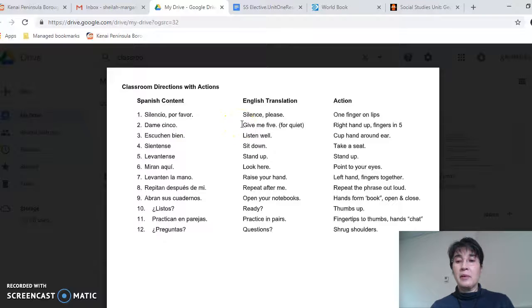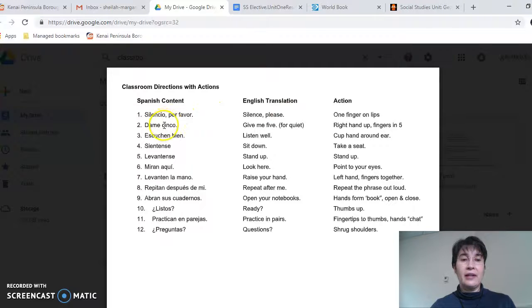For quiet, you might remember from your elementary school days where the teacher would say, you know, give me 5 and kind of count down as you go, and things needed to be quiet by the time she got to 1. And so we put our right hand up with our 5 fingers, dame cinco, give me 5. And that's for quiet, just to help settle things down so that the teacher can give clarification or give further instructions. And that's an easy one, right hand up, fingers in a 5 for dame cinco.